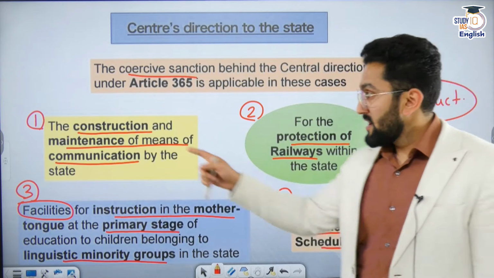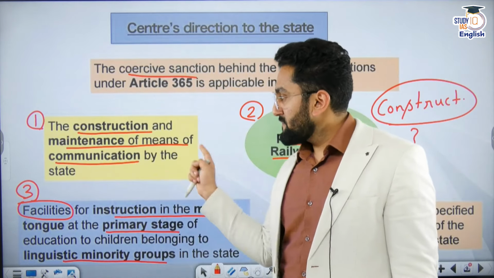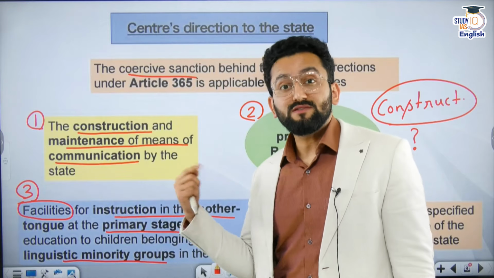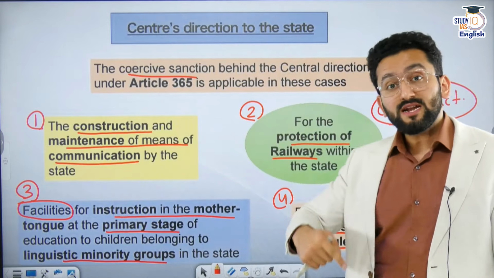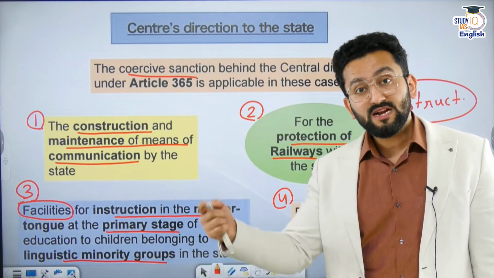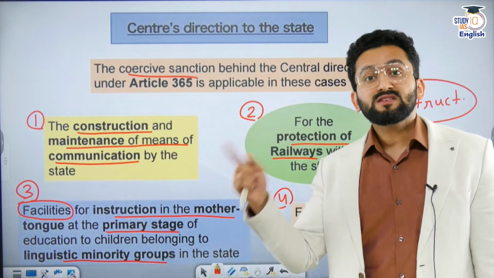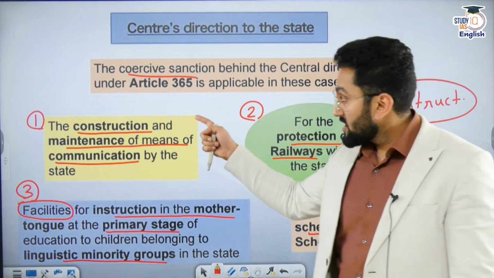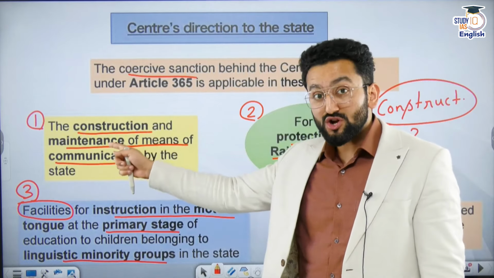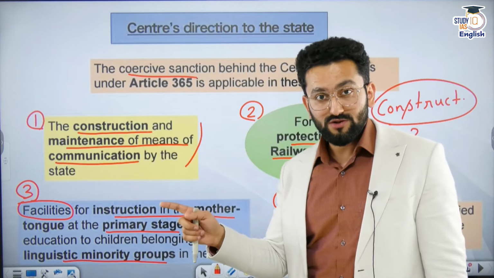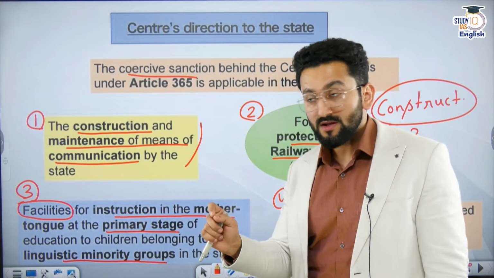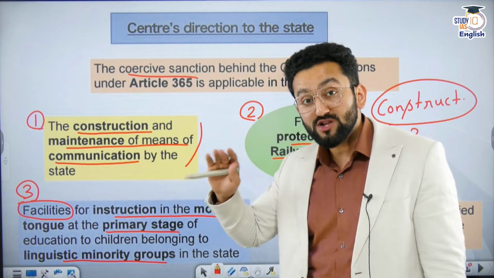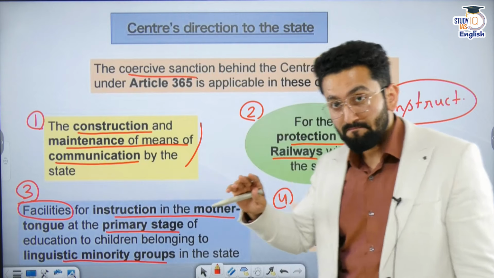Number 1, the construction and maintenance of means of communication by the state. Such direction can be given, because Article 365 says that direction can be given by the center to the state, and if the state does not comply, then this state can be declared to be under President's rule, right? So 4 kinds of directions. First, construction and maintenance of means of communication. Please remember, the words are construction and maintenance. It is not just maintenance, okay?